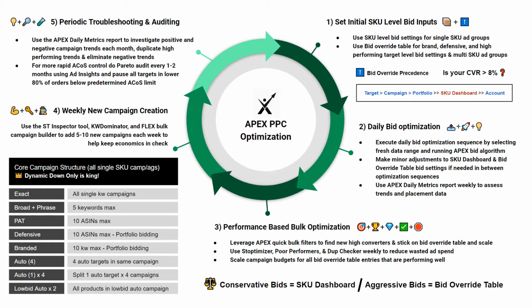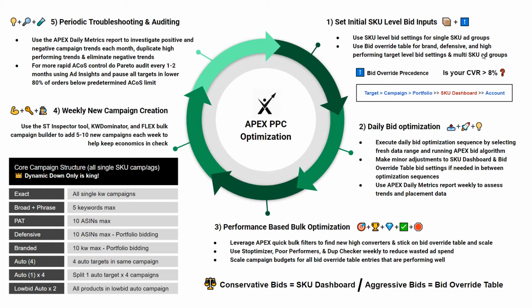Phase two is going to be your daily bid optimization. That's what Apex is really nice for. You're essentially just going to download a new bulk file whenever you want to optimize your bids. It takes about 30 seconds. You pick a custom date range based on what kind of data you want to look at.